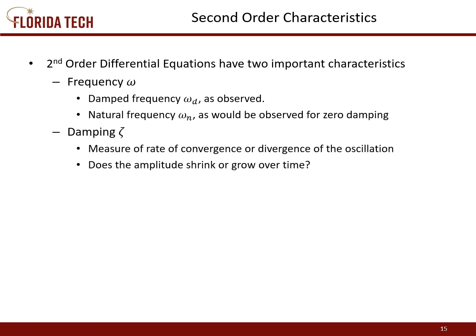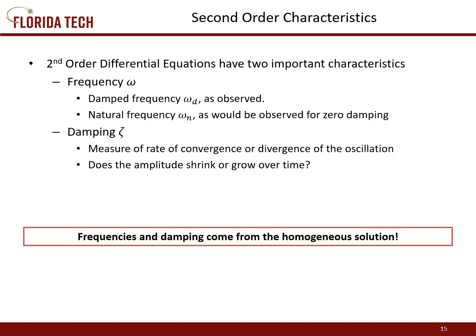The damping ratio zeta is a measure of the rate of convergence or divergence of the oscillation. Basically it answers the question, does the amplitude shrink or grow over time? And again, these frequencies and damping come from our homogeneous solutions, so we don't need to worry about what the forcing functions are on the right-hand side of the equations.